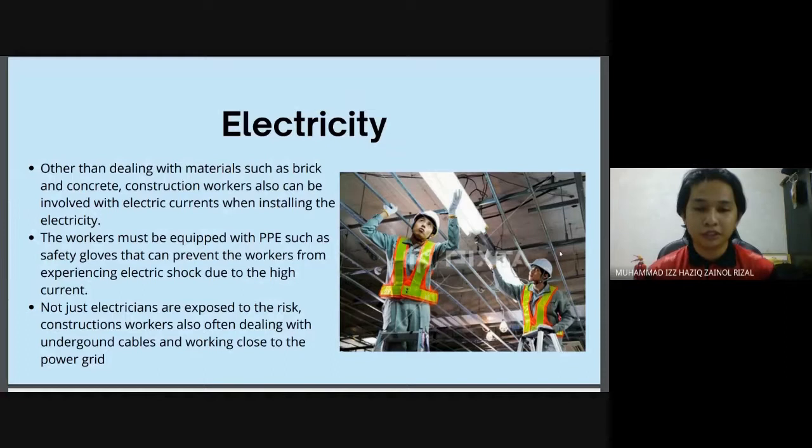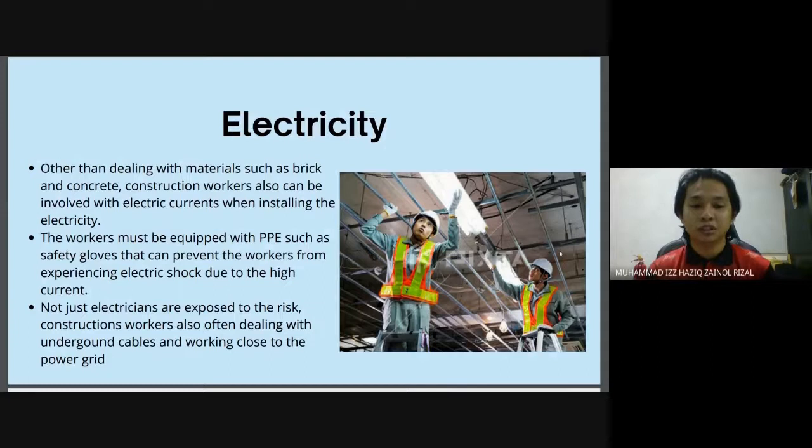So the first hazard situation is electricity. Other than dealing with materials such as brick and concrete, construction workers also can be involved with electric currents when installing the electricity. The workers must be equipped with PPE such as safety gloves that can prevent the workers from experiencing electric shock due to the high current. So as you can see in the picture, the workers are wearing PPE safety gloves to protect their hands from the electric shock.